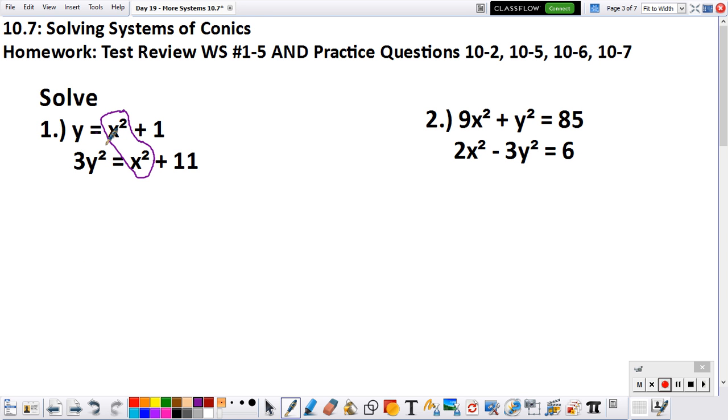So let's eliminate the x squareds instead. So I'm just going to negate the entire first equation. Let's see what happens. So that's going to give us 3y squared minus y, x squareds cancel, equals 10. Okay, so I gotta solve this. It's quadratic. Let's pull the 10 over.